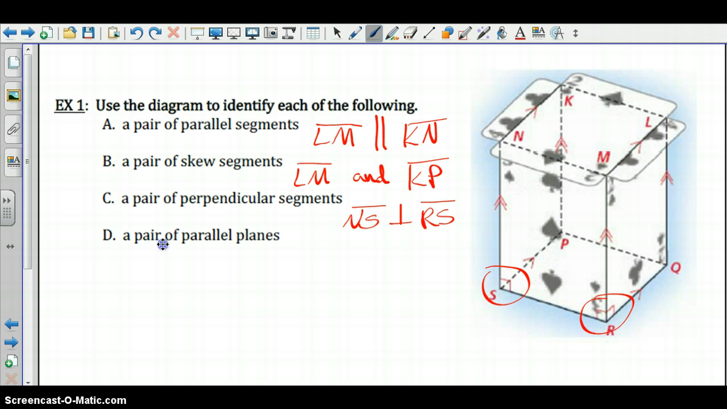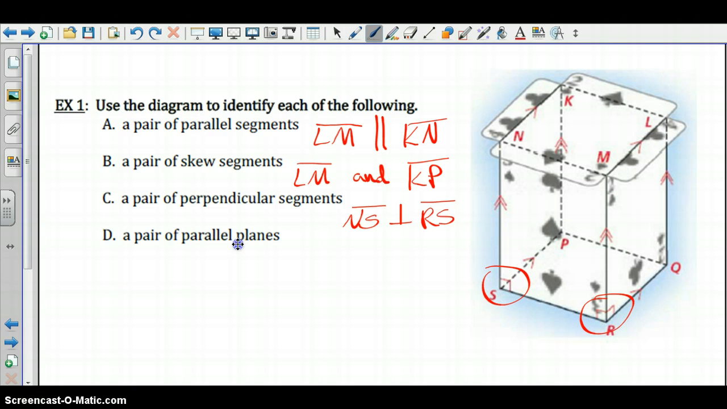Lastly, let's find a pair of parallel planes. Planes, remember, are those flat surfaces extending in all directions in 2 dimensions. So each card could be thought of as a plane. So we just need to pick one plane and a plane that is parallel to that. Well, we have the top and bottom cards with parallel sides here, so we can say the planes are parallel.